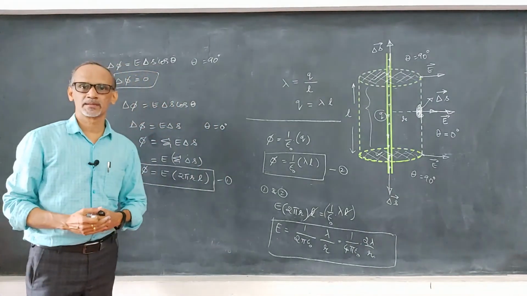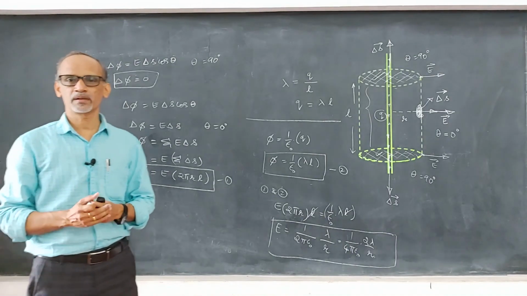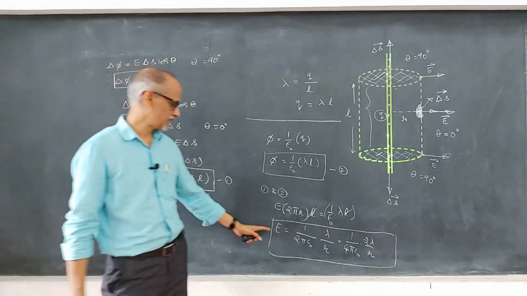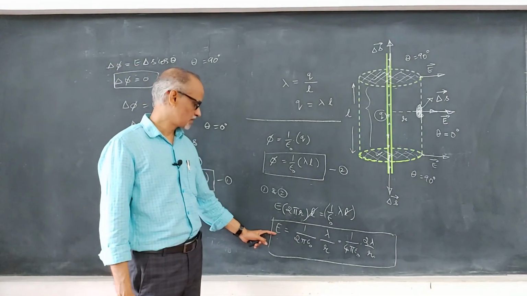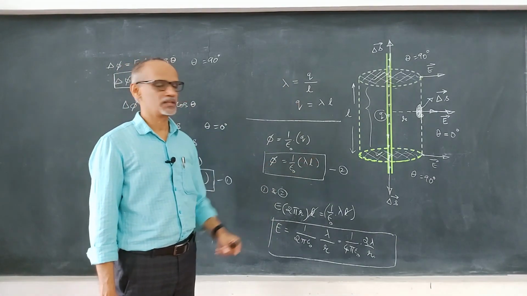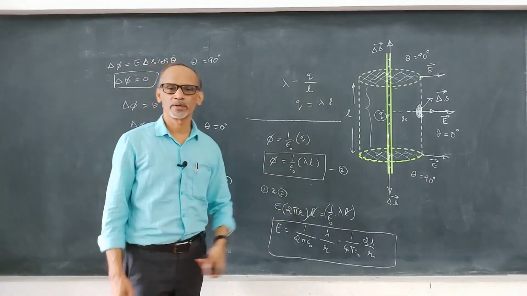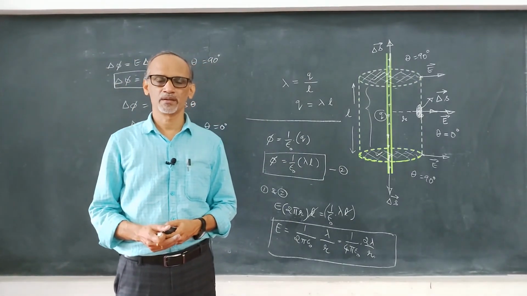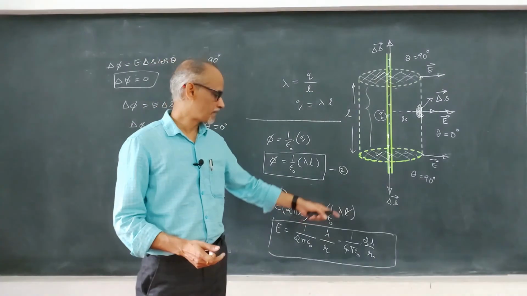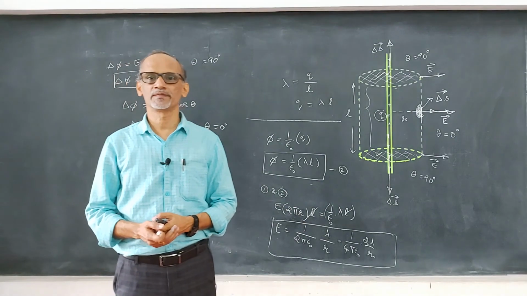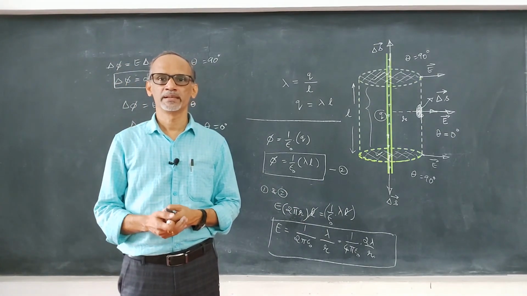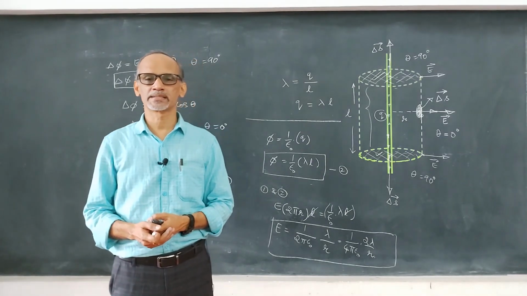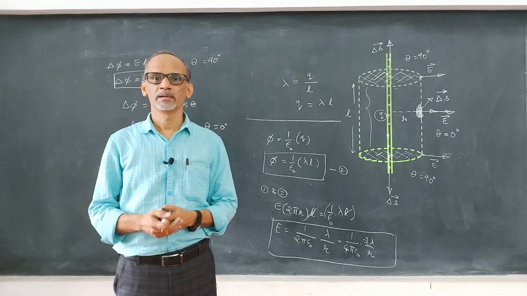So, hope you have understood this derivation. It is an important one. It has appeared twice in the examination: derive an expression for the electric field due to a uniformly charged, infinitely long, thin straight wire, where the expression is E equal to 1 by 4 pi epsilon naught into 2 lambda by R, where lambda is the linear density of charge, and R is the perpendicular distance of the point from the linear conductor.